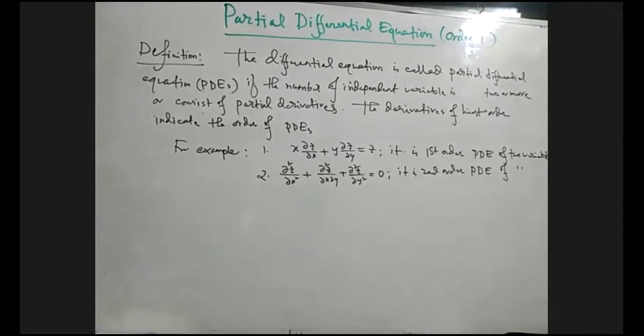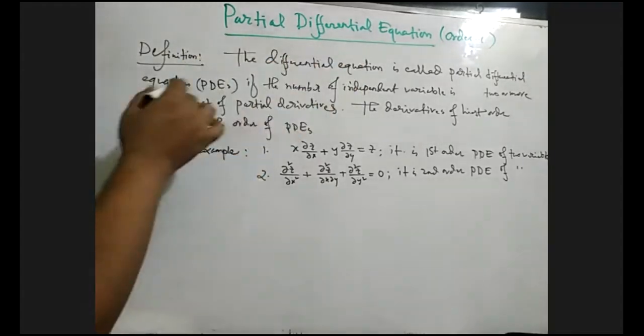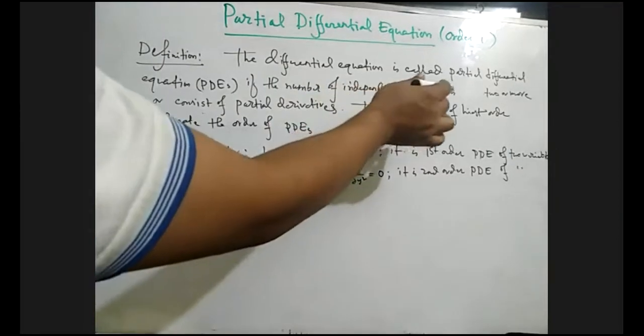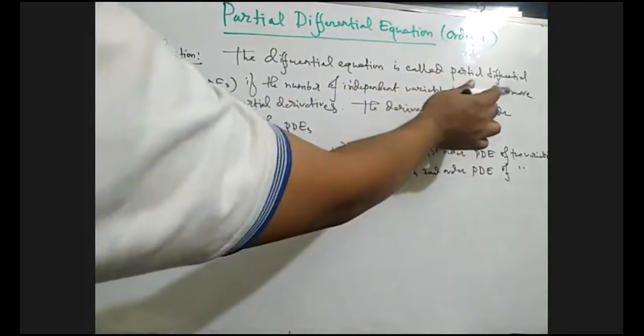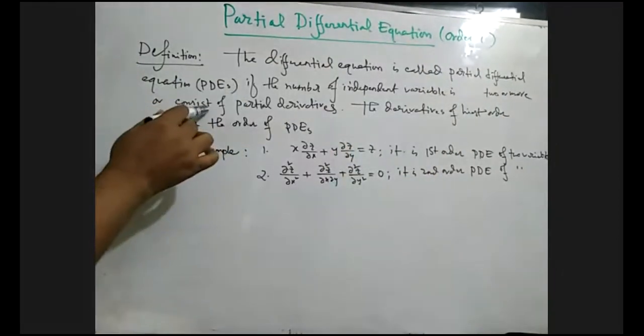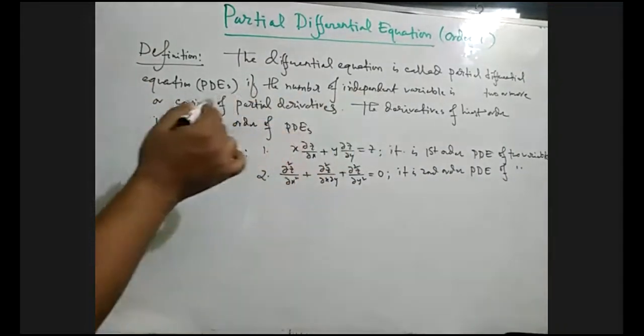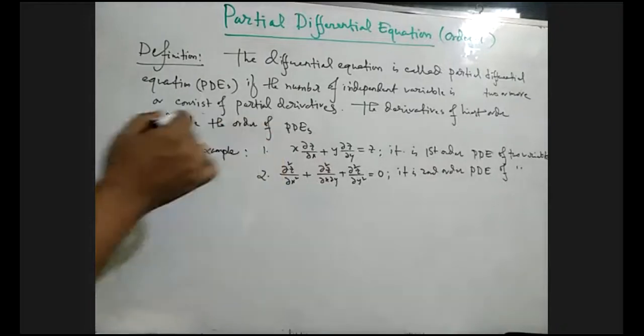So, the first order partial differential equation. A differential equation is called a partial differential equation if the number of independent variables is two or more, or if it consists of partial derivatives. The derivative of highest order indicates the order of the partial differential equation.